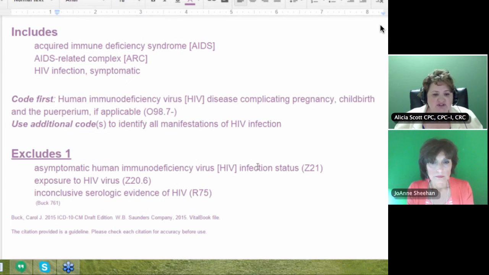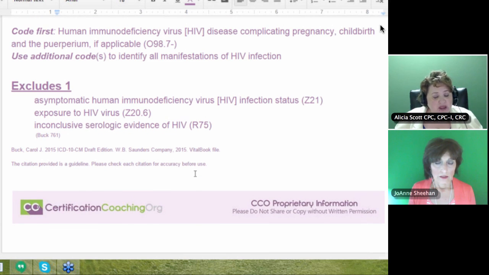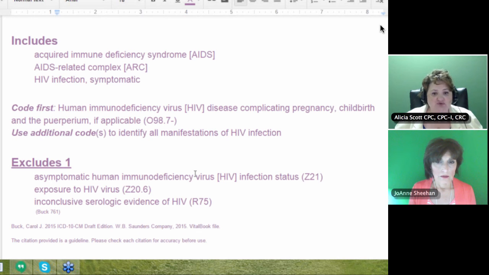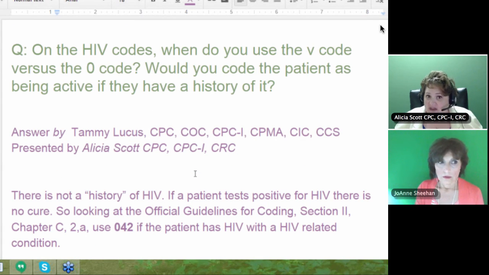Now, this excludes one is telling you if it's asymptomatic, don't code B20, you're going to code Z21. If they've just had exposure to AIDS or the HIV virus, Z20.6 is what you code. And if they've had inconclusive lab work done, that's R75. So the manual tells you and reminds you, heads up, pay attention to these. Just to recap real quick, it's very important that you don't give somebody a diagnosis that they don't have. So don't give them HIV if their lab work's inconclusive. Don't give them AIDS if they're only HIV positive.